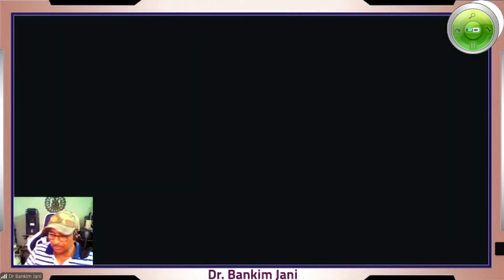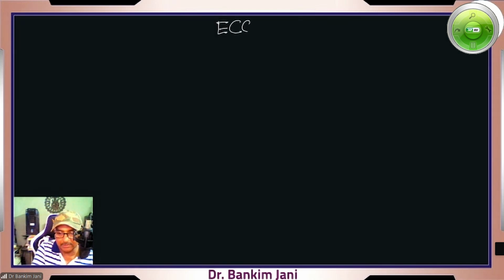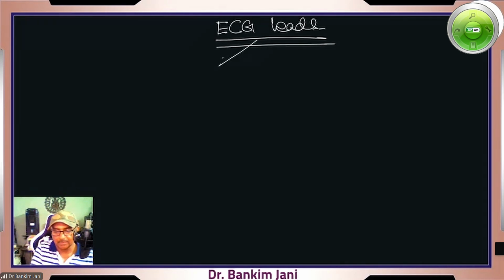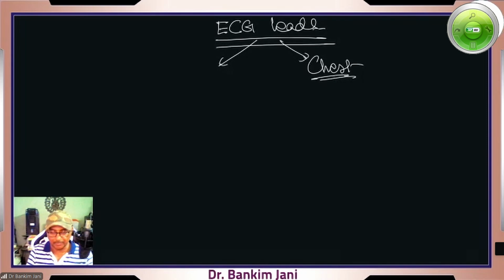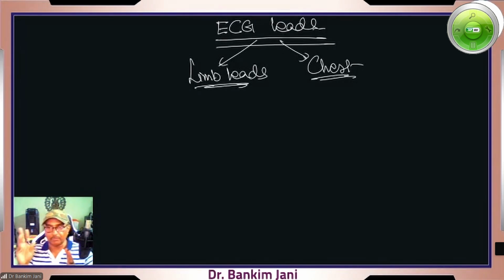Then we talked about those ECG leads, divided into two parts. One was the unipolar, the chest leads. We'll talk more about chest leads today. And the limb leads. Truly speaking, there are only three wires. The fourth wire, which is tied onto the right foot, is just a dummy wire.